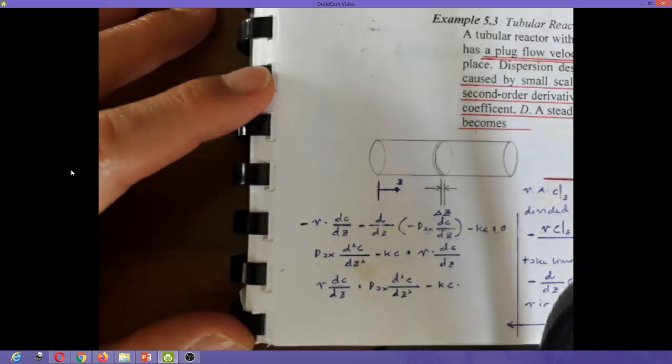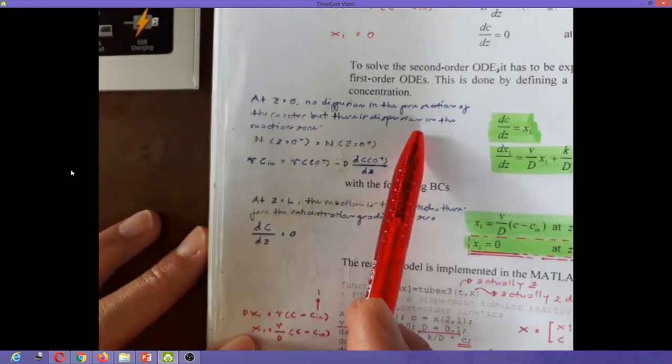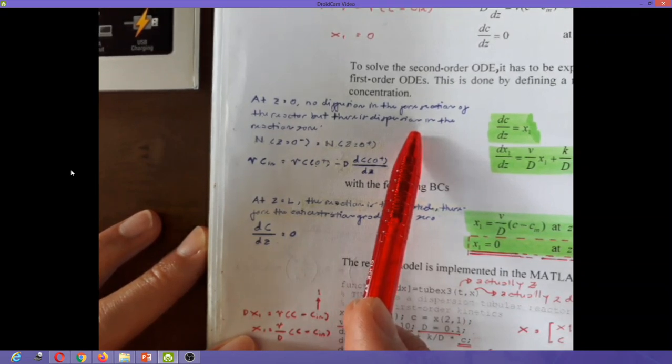How about the boundary conditions? The boundary conditions come from the physical conditions of your system. So at Z equals 0, no diffusion in the first section of the reactor, but there is dispersion in the reaction zone. So you have these things in here.